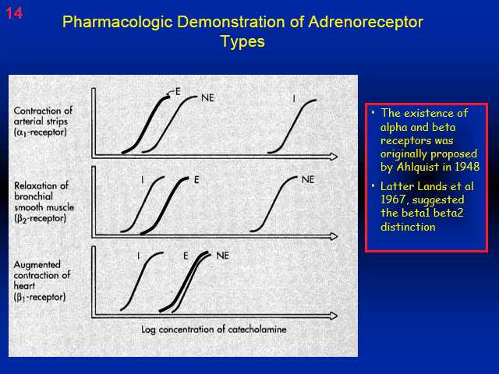So anyway, Dr. Ahlquist and then later Dr. Lands followed up on these studies, and they came up with subtypes of these receptors. So they went beyond just being alpha for arteriole and beta for bronchiole or smooth muscle, to now alpha 1, alpha 2, beta 1, beta 2. Okay?